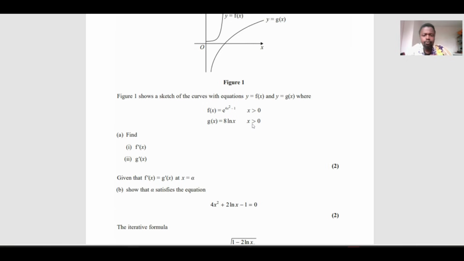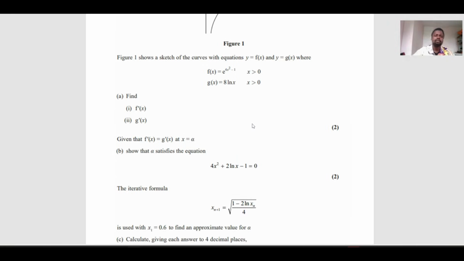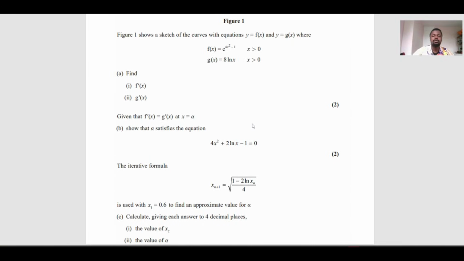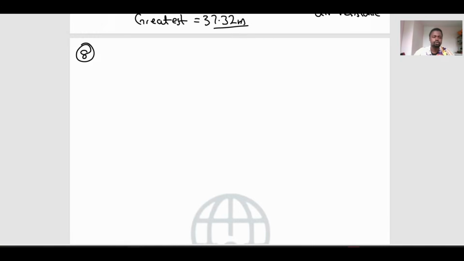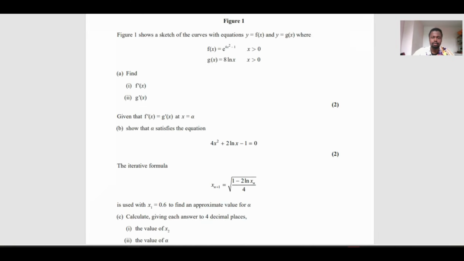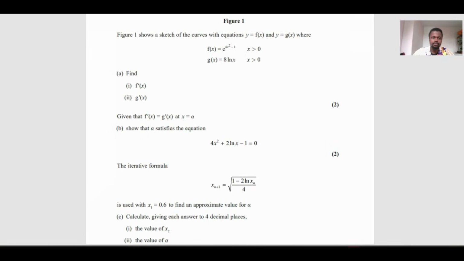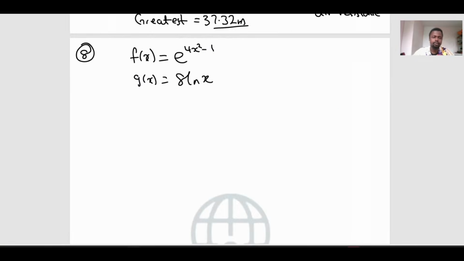All right, it says find the derivative of this. So let's write out f of x and g of x firstly. F of x is e raised to the power of 4x squared minus 1. And then g of x is 8 ln x. All right, so it says find f prime of x, which means we need to differentiate f of x.